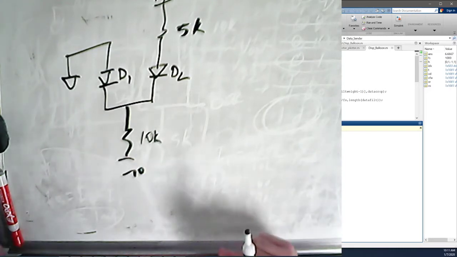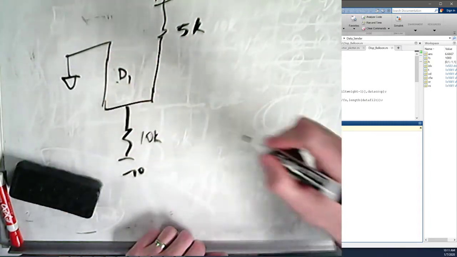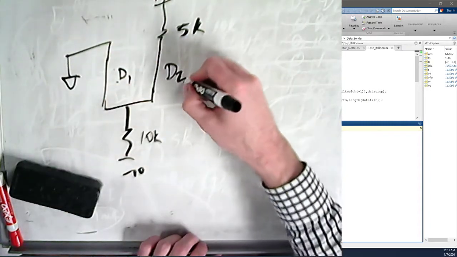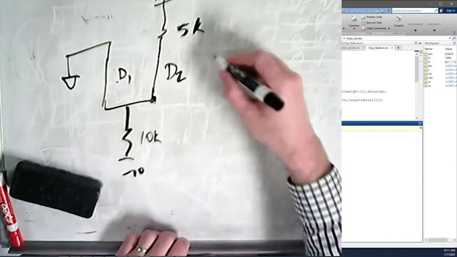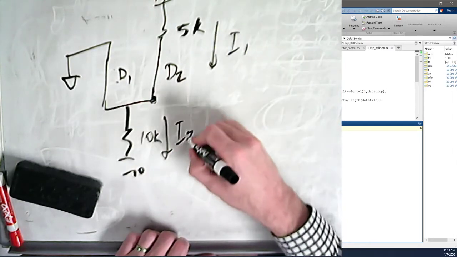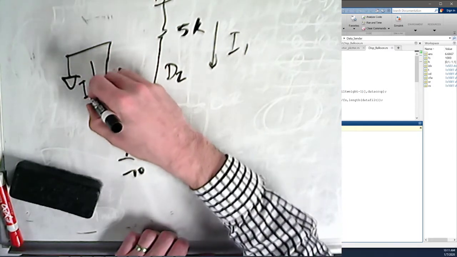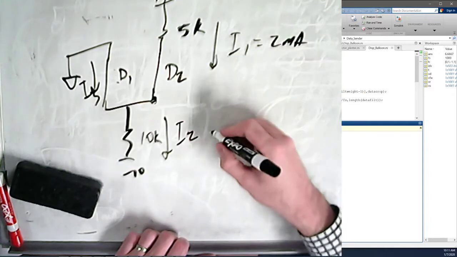Well, fool me once, right? So we're going to come back here and we're going to say it looks awfully a lot the same. Let's short both of these, D1 and D2, and let's find out that current. So we come through and I call this one I1. We call this one I2. Call this one I3.